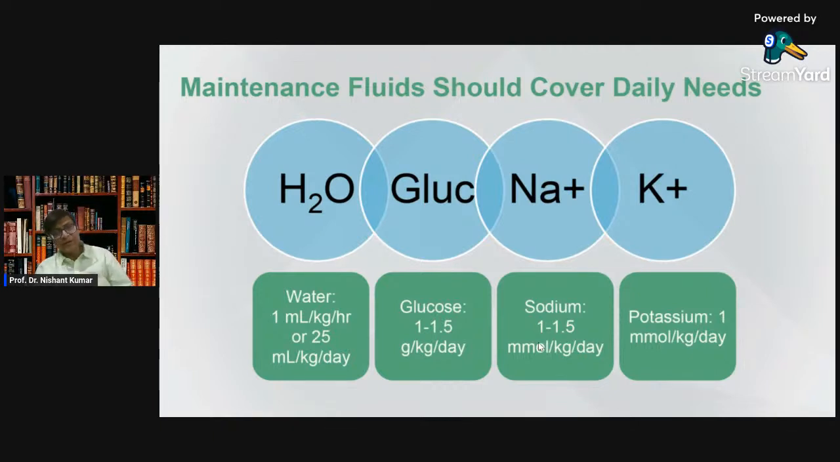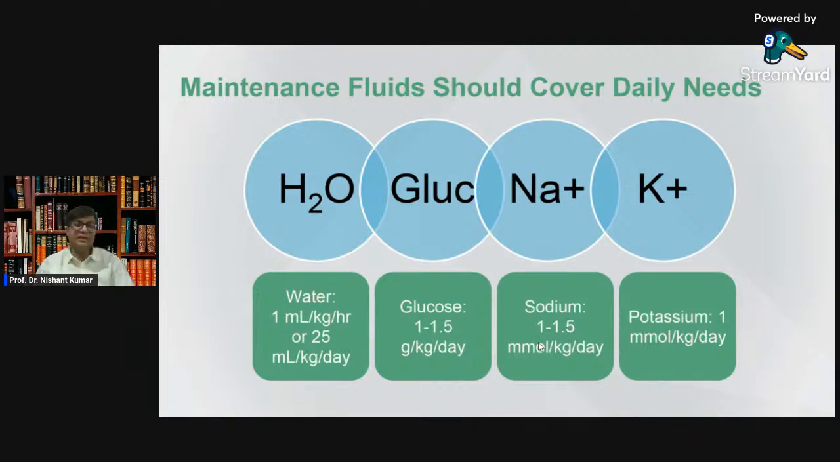Some say 2 ml per kg, but you start with 1 ml per kg per hour and then you can increase up to 2 ml per kg per hour for incremental losses. Glucose 1 to 1.5 gram per kg per day, sodium 1 to 1.5 millimoles per kg per day, potassium 1 millimole per kg per day.